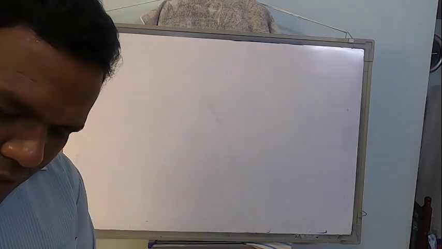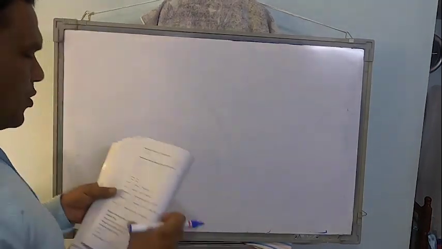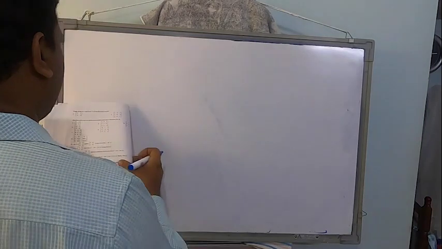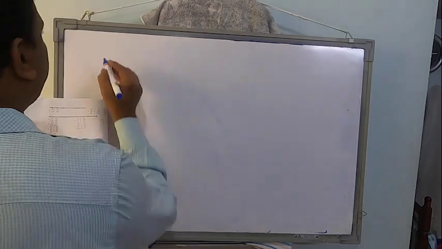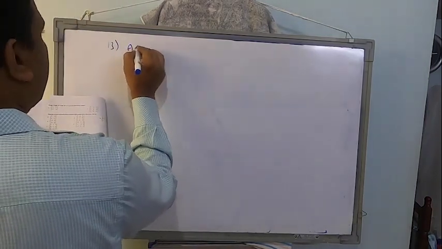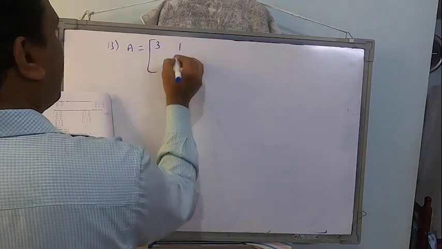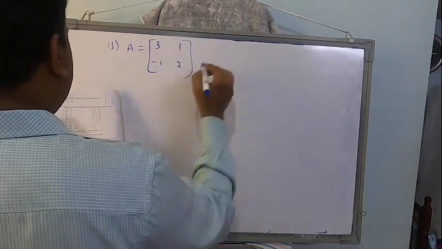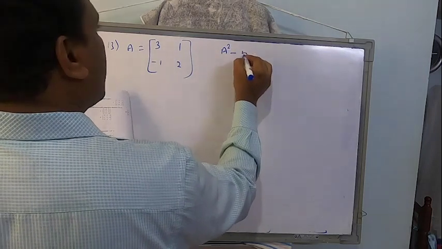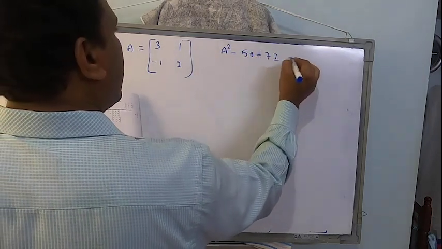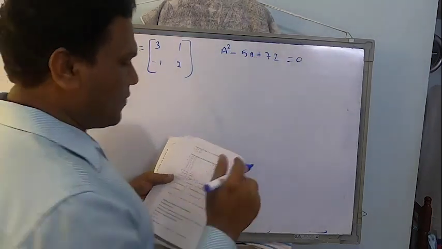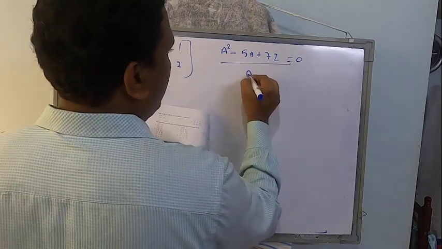Let's go for the next. Problem number 12 is over. Problem number 13 now. A matrix is given to us: 3, 1, minus 1, 2. Then show that A square minus 5A plus 7I equals 0. First show this, and after this, using this, you have to find out A inverse.